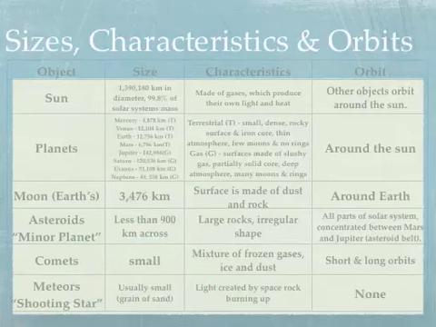The last three objects are asteroids, which sometimes we call minor planets, comets, and meteors, or shooting stars. Asteroids are smaller than planets. That's why they're called minor planets, but they're still fairly large. They are made of rock, and they're irregular in shape, so they're not round. They look like giant space rocks.